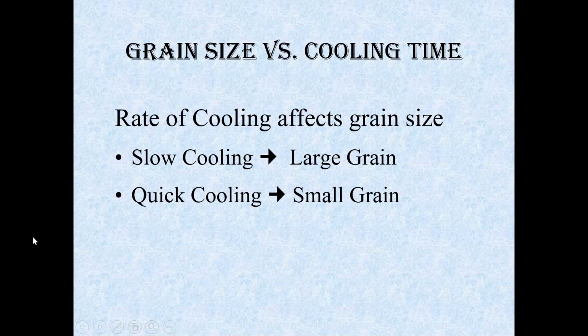Grain size versus cooling time. Well, slow cooling, large grain. Quick cooling, small grain. So the large grain size is weak, ductile, easy to tear, fracture, or break. Small grain size, strong, brittle, resists fracture. Cracks are stopped by a series of small grains. And here's another pictorial.